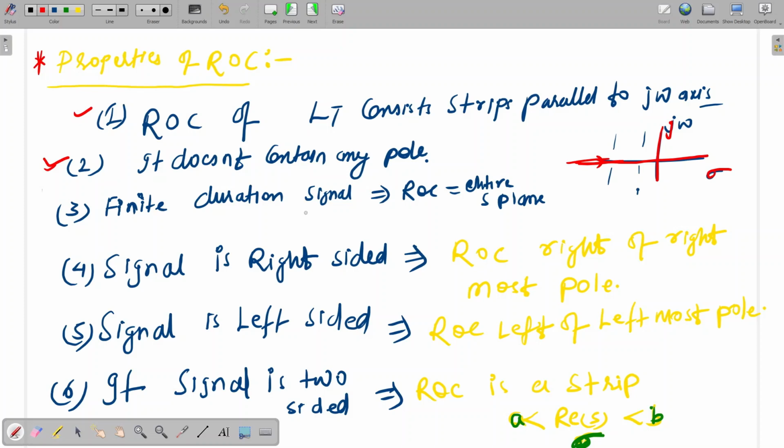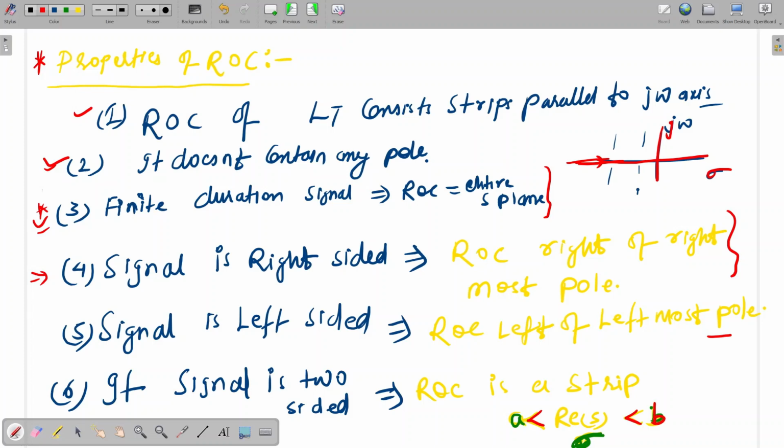If a finite duration signal is there, then the ROC will be the entire s plane. This is the third property. If the signal is right sided, the ROC is right of the rightmost pole. And if the signal is left sided, the ROC will be left of the leftmost pole. And the last point is, if the signal is two sided, then it will be a strip, and real of s will be greater than some value a and less than some value b.